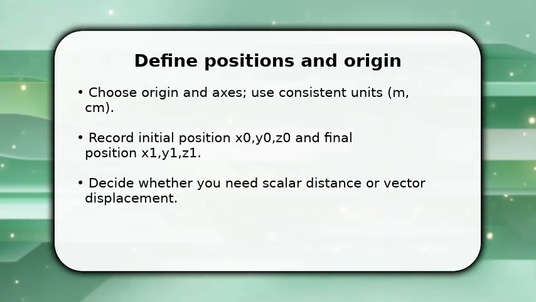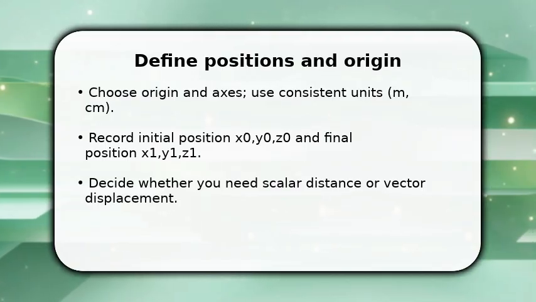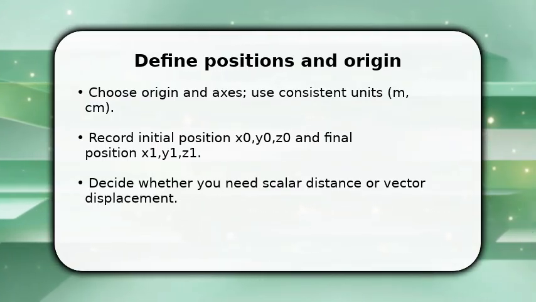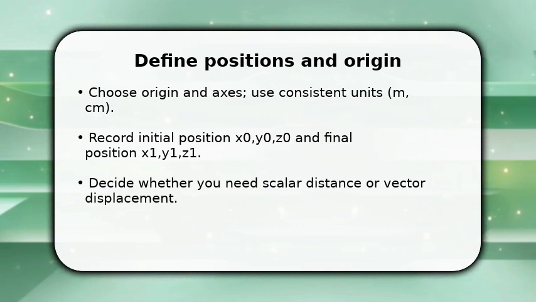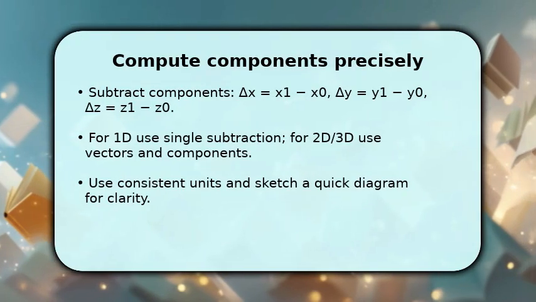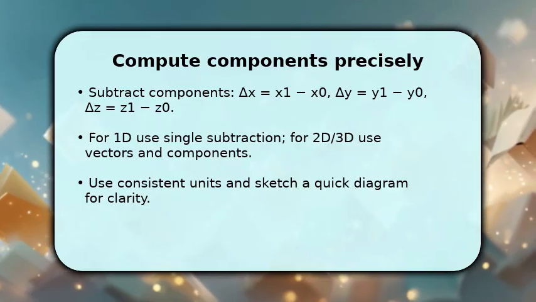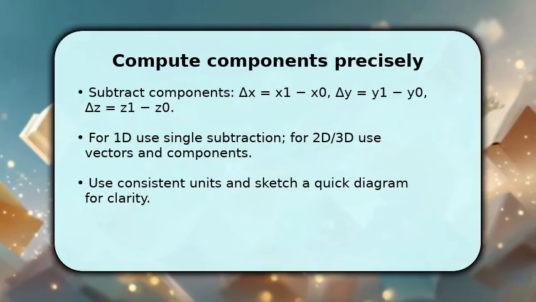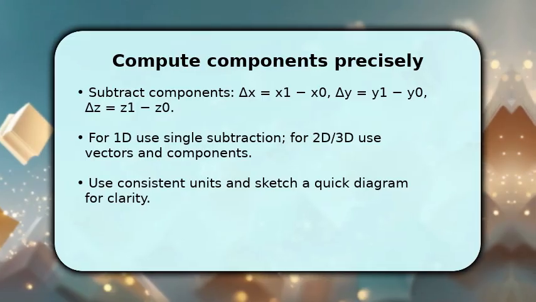This prevents mistakes later. Now compute the basic vector difference component by component to begin turning positions into displacement. You now perform the component-wise subtraction. Subtract initial from final for each axis, deltaX, deltaY, deltaZ, and write those results beside your diagram.